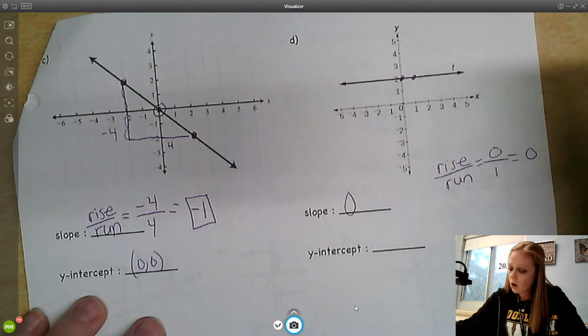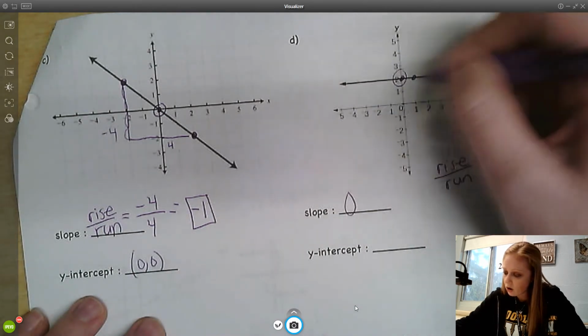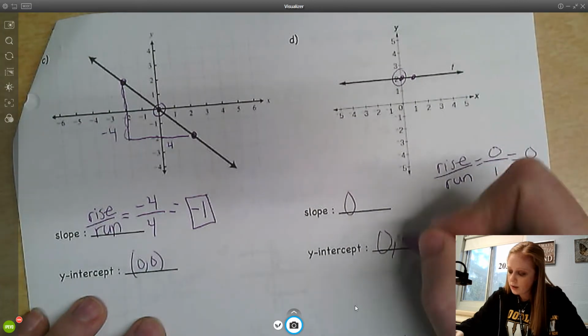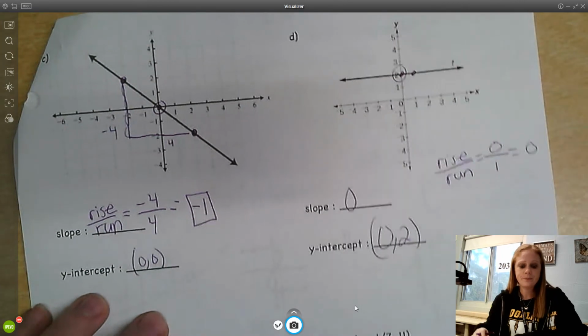That'd be great. All right, the y-intercept would be right here. Our horizontal line is crossing the y-axis at 2. So that would be the point 0, 2.